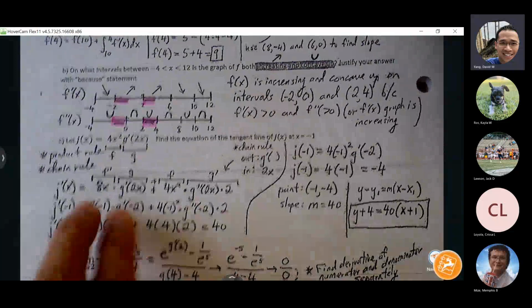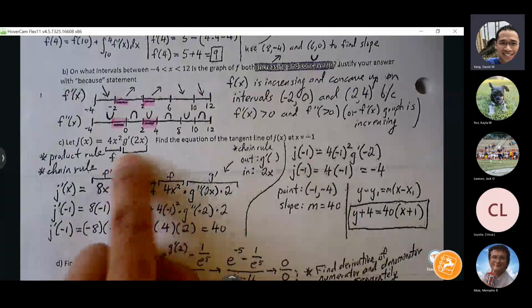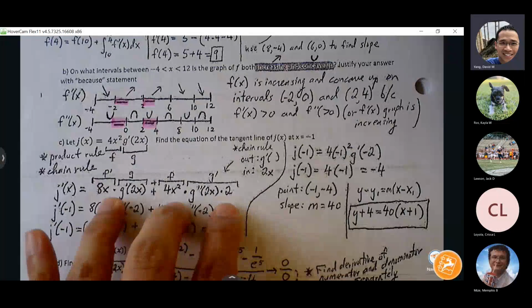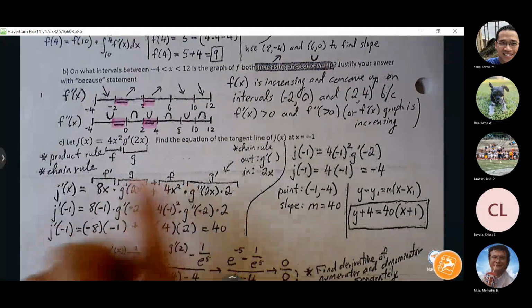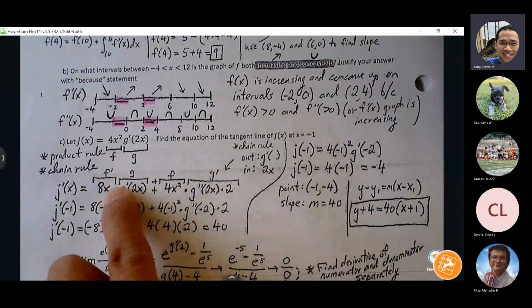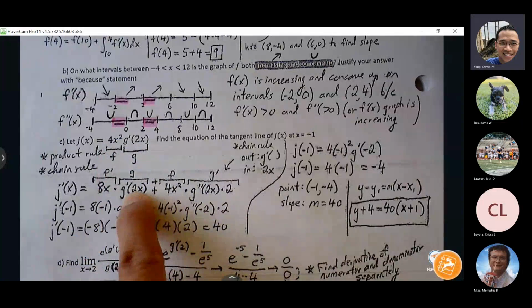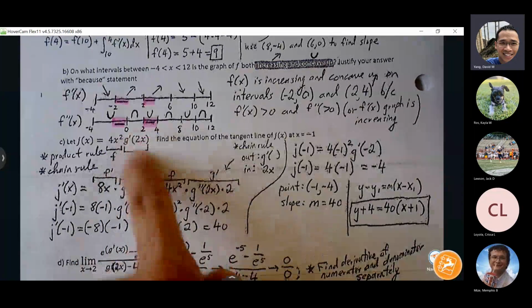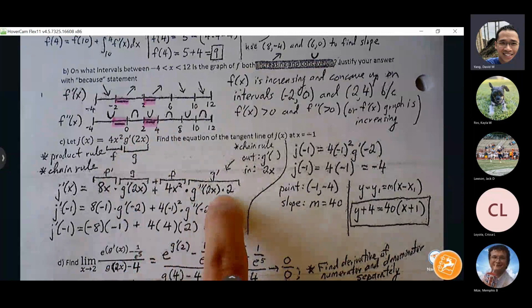For part C, find the equation of the tangent line. So notice that there's a need for product rule first. Product rule, and there's a little bit of chain rule. So we got to go through the product rule. Okay. f prime g plus f g prime, 4x squared becomes 8x. We keep the g function intact, keep the f. When we get to g's derivative, g prime becomes g double prime, 2x times 2.